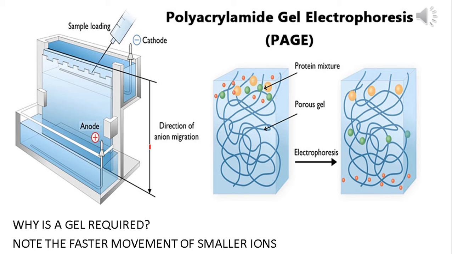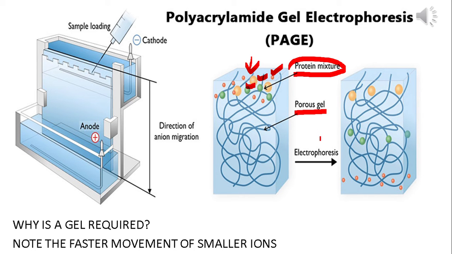Here is the picture of a gel electrophoresis in which polyacrylamide gel is being used. You can see in the figure the long network of the gel. They are porous in nature, which means that many spaces are there in that gel. You can see a mixture of proteins is being applied at one end. Look at the different sizes of the proteins. Some of the proteins are smaller, while the others are larger. Some are of intermediate size. So based on the size, they are being separated.